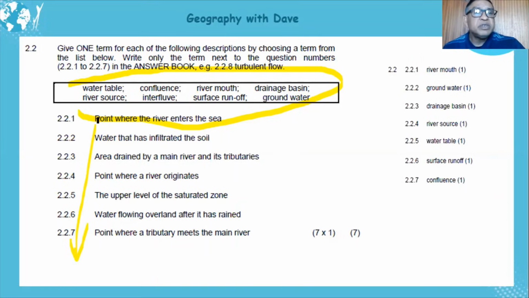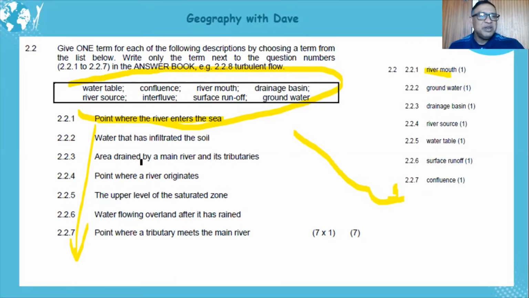A point where the river enters the sea. You know you've done that, and there's the sea here. And you know what the answer is. This is the mouth of the river. River mouth. Can you see it?